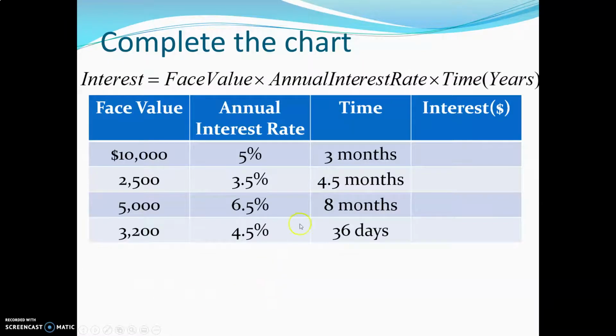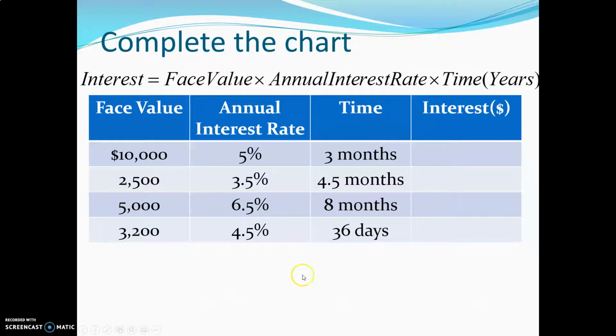So let's take a look. Going back to that whole idea of calculating interest, we're going to have to take these times and convert them into years before we can actually calculate the interest. Up here is our interest formula. Interest is equal to the face value, that's this amount here, times the annual interest rate, which is here, multiplied by time in years. That's here, except we have to convert. I'll encourage you at this point to pause the video and try to complete these 4 cells before we continue.